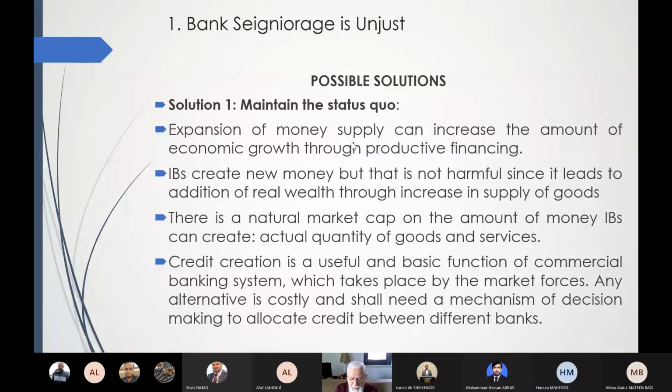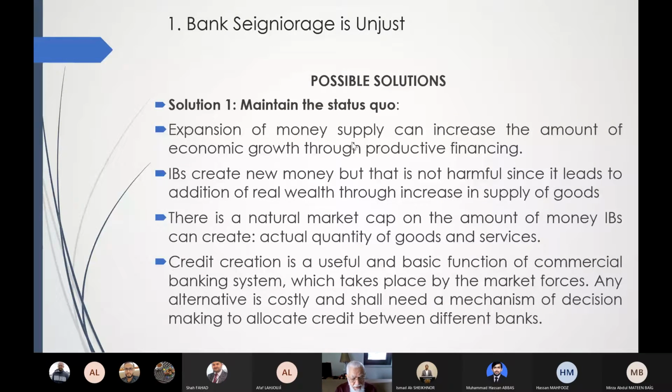Now, do Islamic banks create money in a similar way to conventional banks? Yes. No, I argue that no, it is not yes. It is no, because of two reasons.